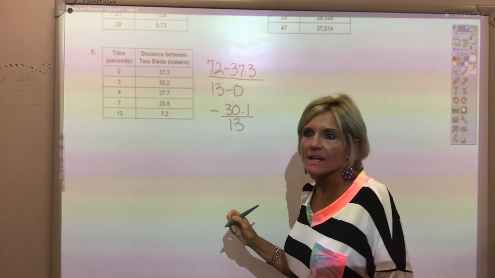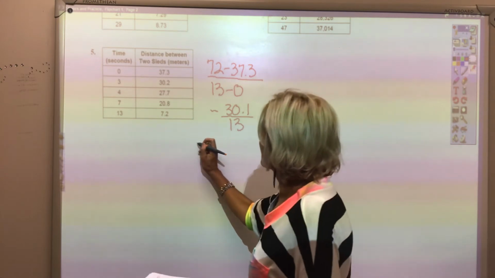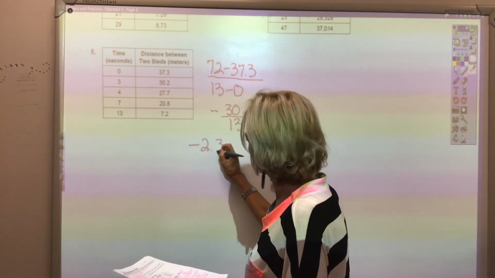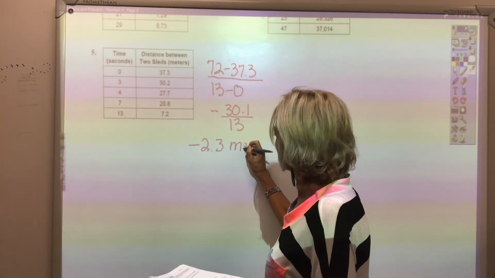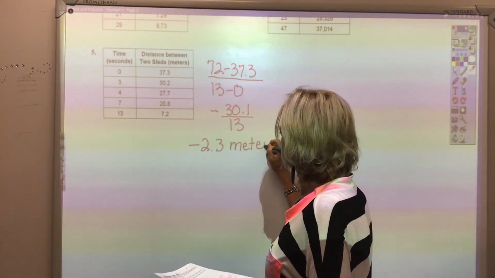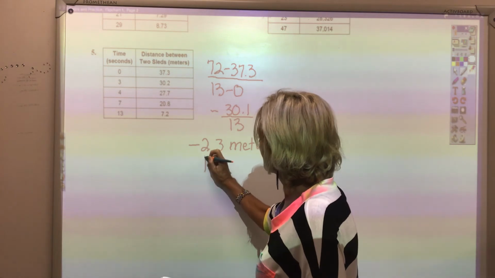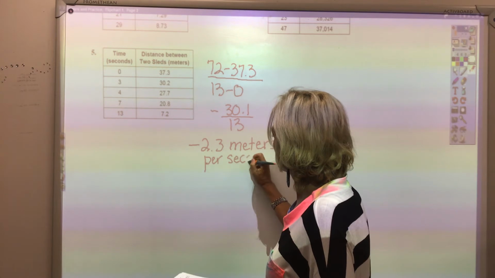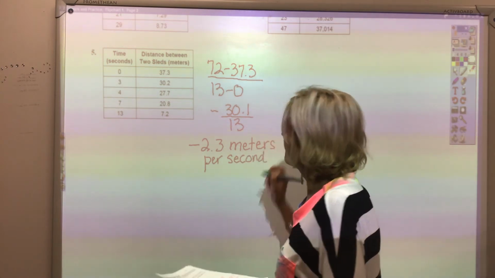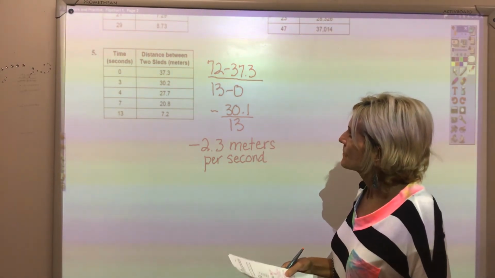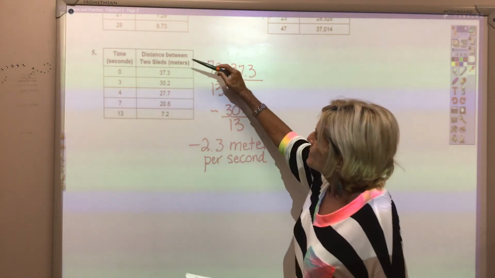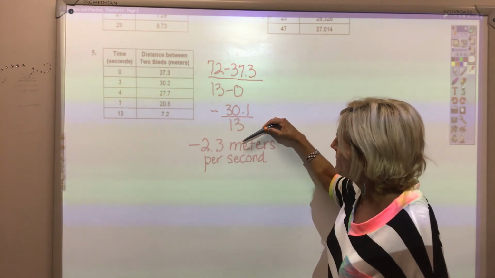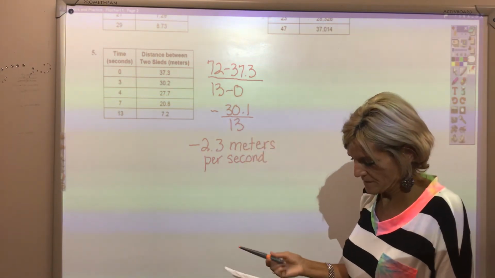And this time our answer is negative, which is fine. Our change is negative 2.3 meters per second. Again, meters were on top, seconds were on bottom, so we write that as meters per second.